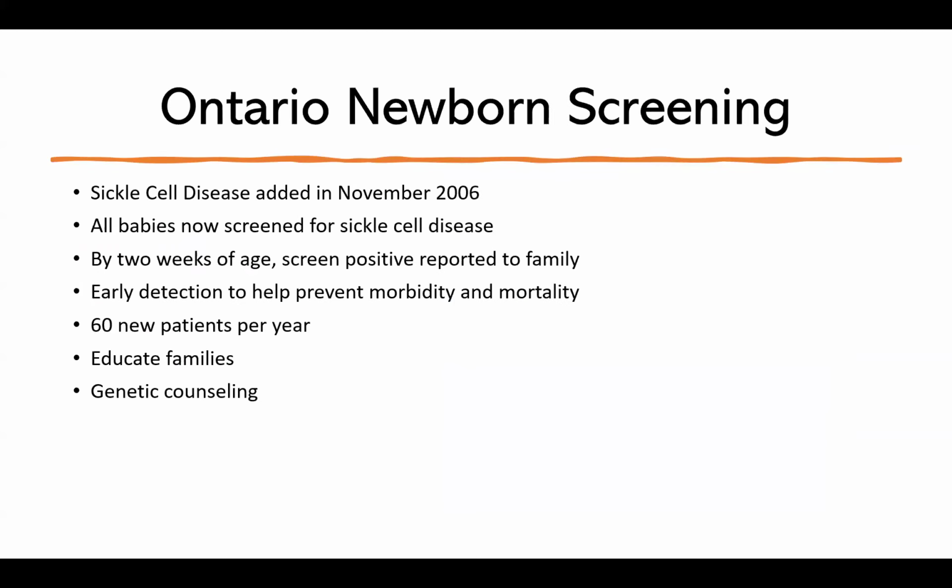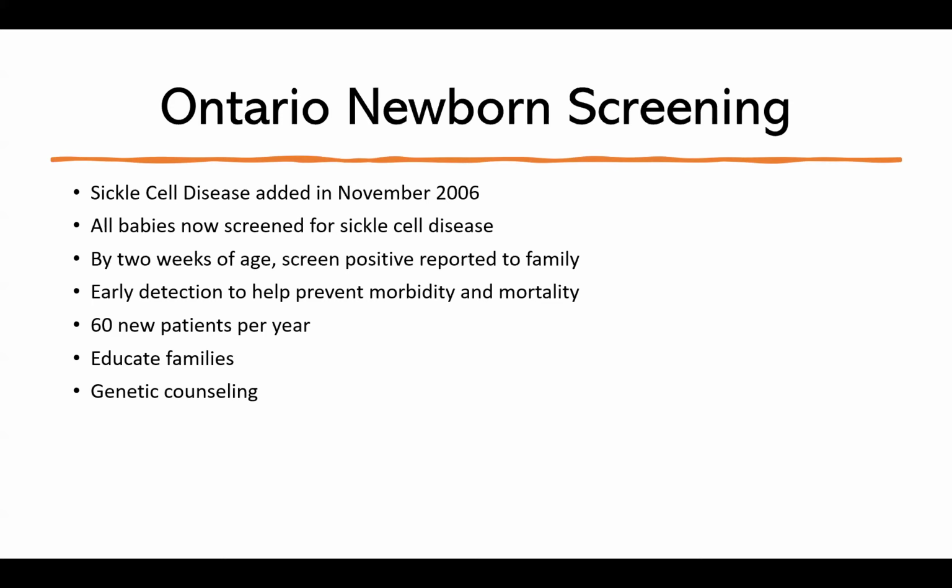So how do we test for sickle cell disease? One way is through newborn screening. Sickle cell disease was added to Ontario newborn screening in November of 2006. Since then, all babies are now screened for sickle cell disease. If the screen comes back positive, this is reported back to families by about 2 weeks of age. Ontario newborn screening allows us to help with early detection and also to help prevent morbidity and mortality.